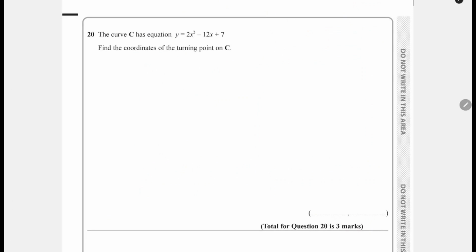Question 20 says the curve C has equation y equals 2x squared minus 12x plus 7. Find the coordinates of the turning point on C. To work out the turning point, we need to complete the square.